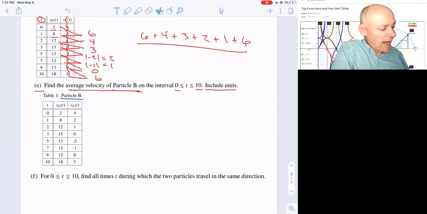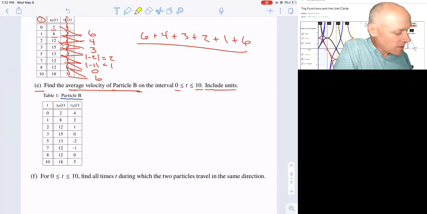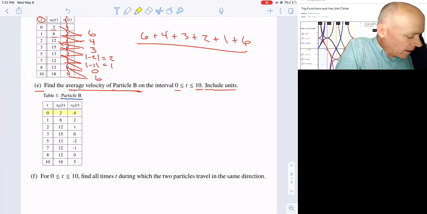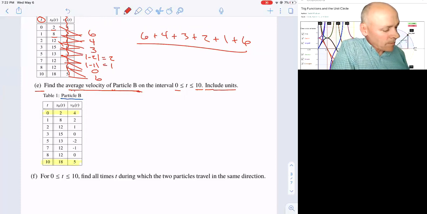Okay, now to find the average velocity, I'm looking at the interval from 0 to 10. So I'm interested in right here and right here. Okay, average velocity. It's not the average rate of change of velocity, but the average velocity.